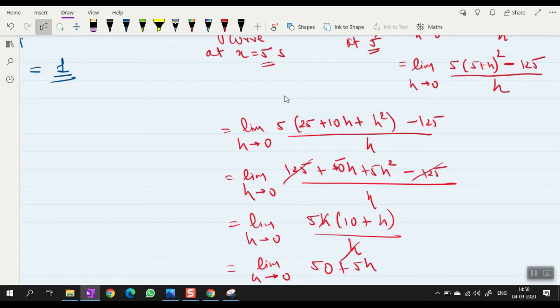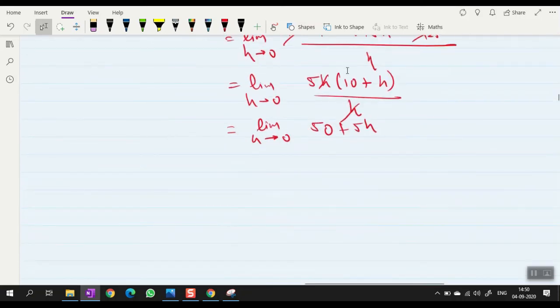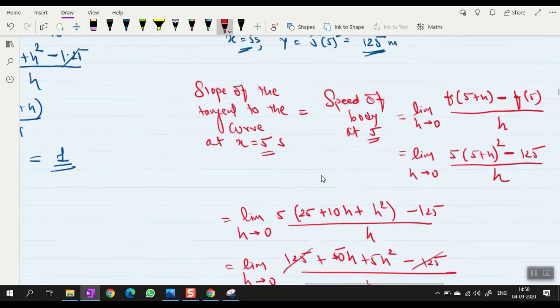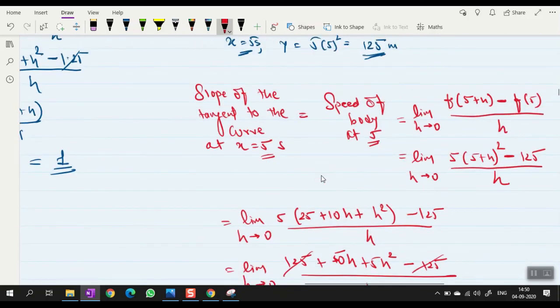Now see, h is tending towards 0. H is becoming 0, so 5h will also become 0, right? So the answer is 50 meter per second. 50 meter per second is the speed of the body at 5 seconds.